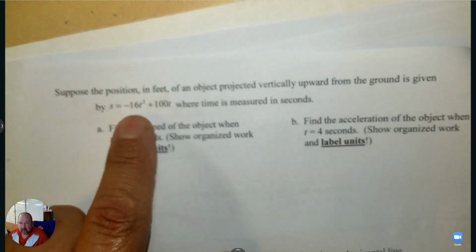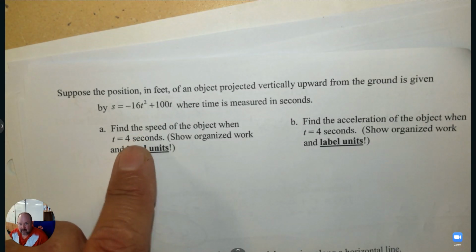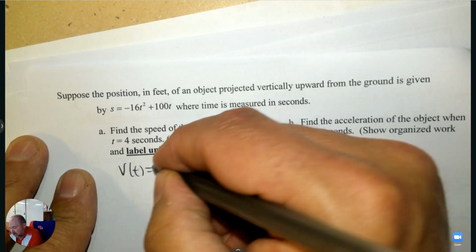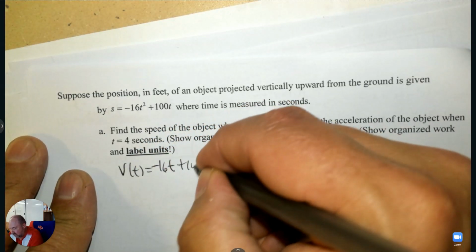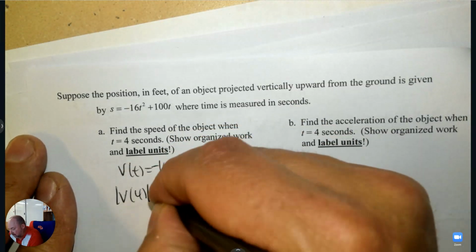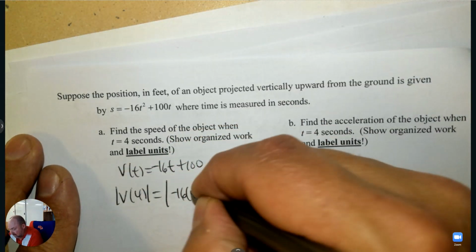So you're given a position equation. How do you find the speed at 4 seconds? So first I need to know the velocity. So I take the derivative to find the velocity. Then I'm going to plug in 4. But then I want the absolute value of whatever that answer is. That's what speed is.